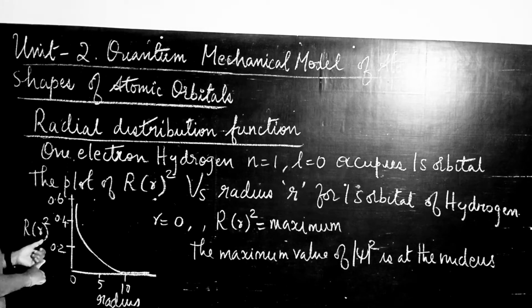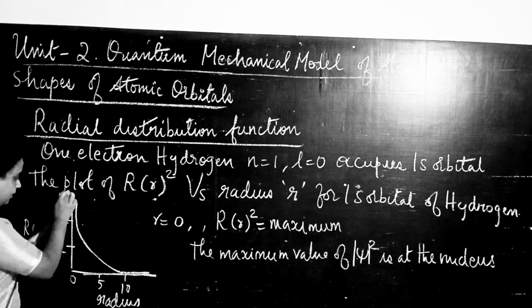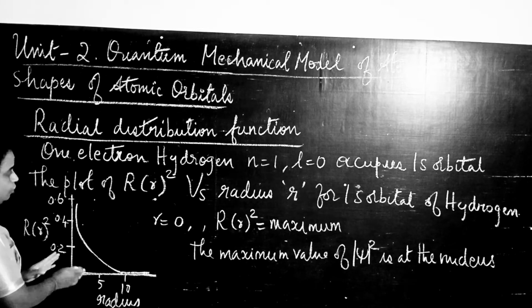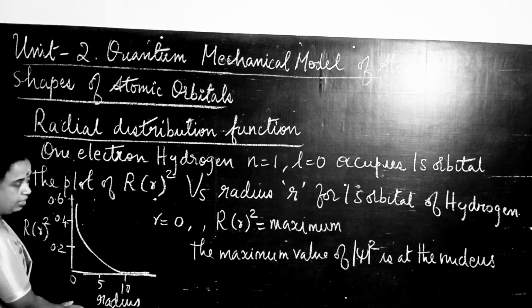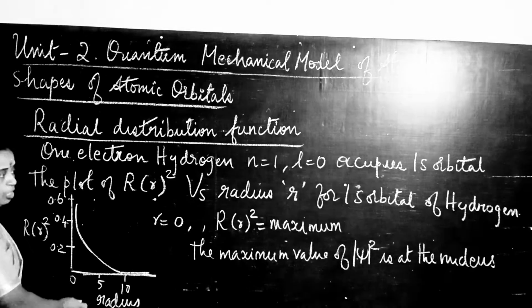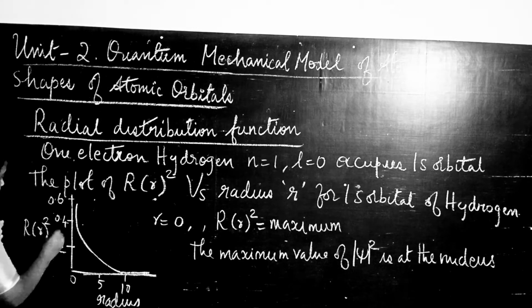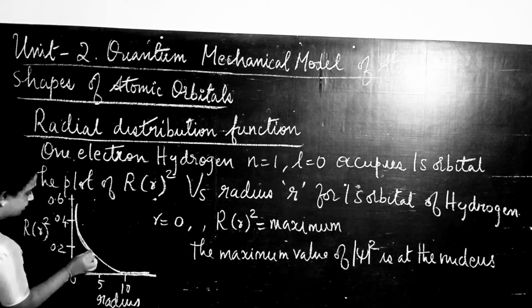So here R R square is the radial wave function. This radial wave function is taken as the y-axis and radius is considered as the x-axis. So in this plot, radial wave function versus radius of the 1s orbital of hydrogen atom, you can see the curve.